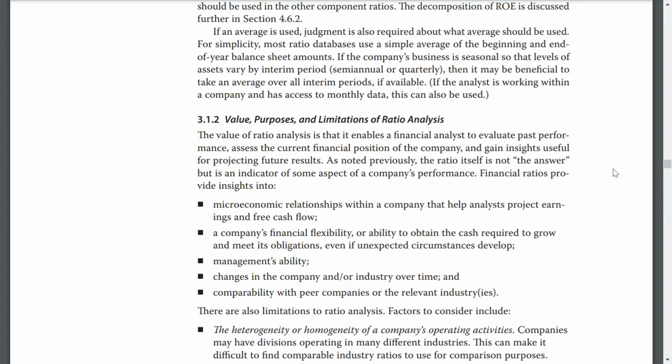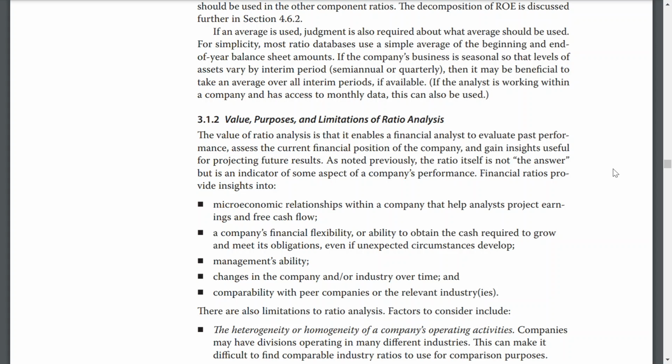The value of ratio analysis is that it enables the financial analyst to evaluate past performances, assess the current financial positions of the company, and gain insight useful for projecting future results. As noted previously, the ratio itself is not the answer, but is an indicator of some aspect of a company's performance. Financial ratios provide insight into microeconomic relationships within a company that help analysts project earnings and free cash flows.